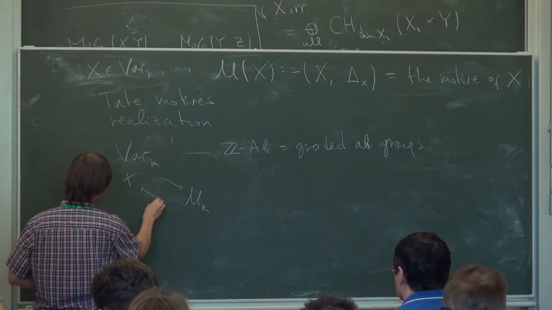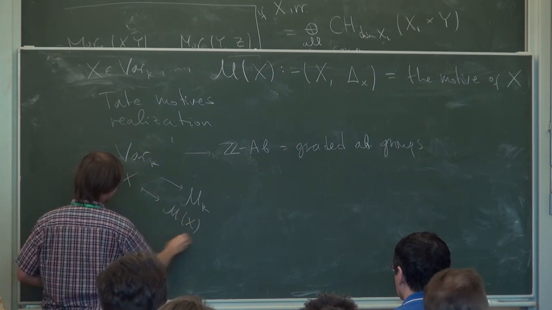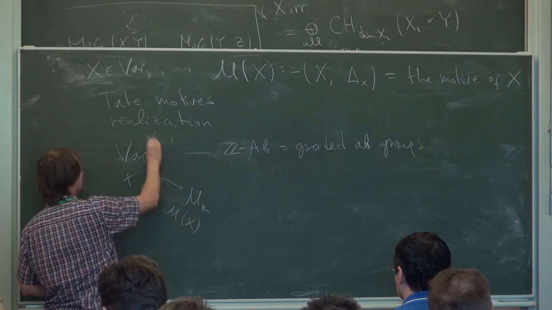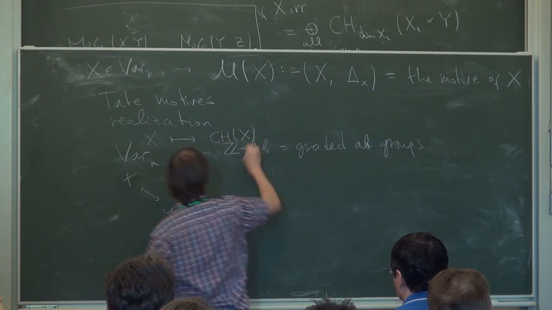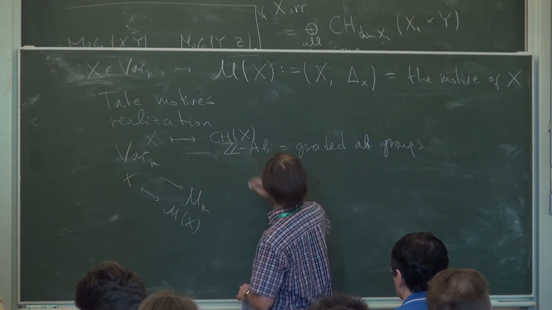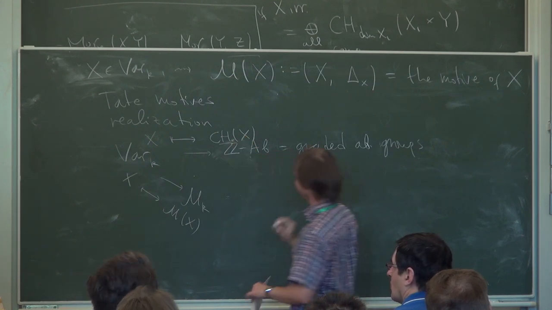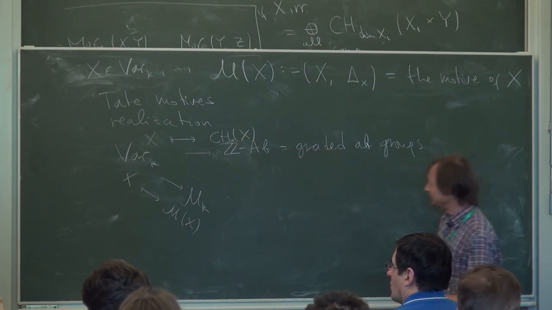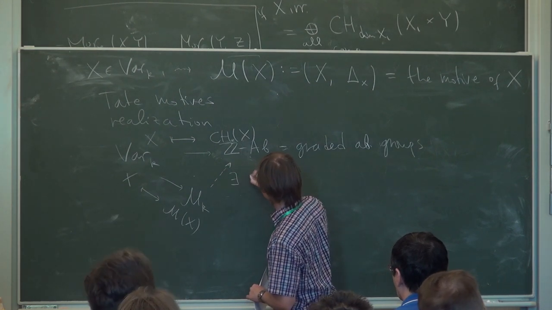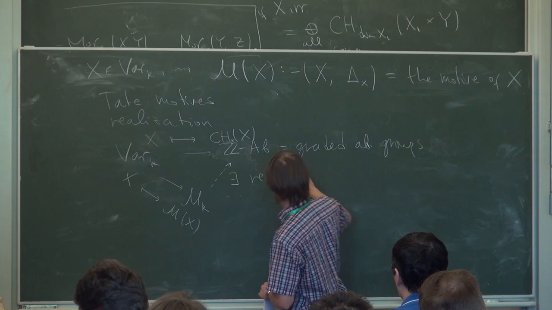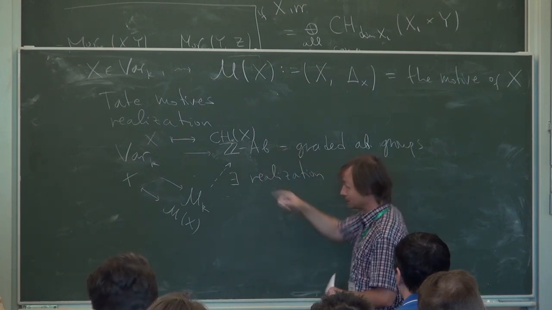So here X goes to the motif of X. Here, X goes to the Chow group of X, actually graded by dimension. And here, there is a realization functor, which makes this diagram commute.